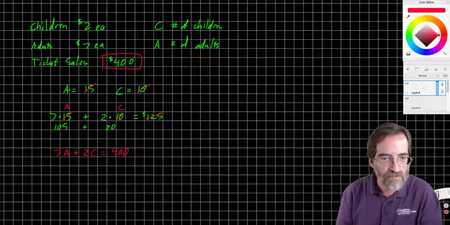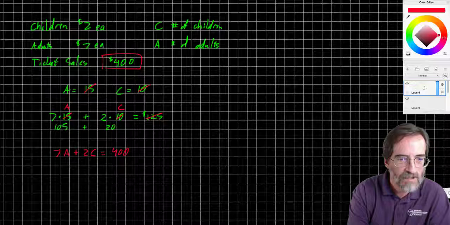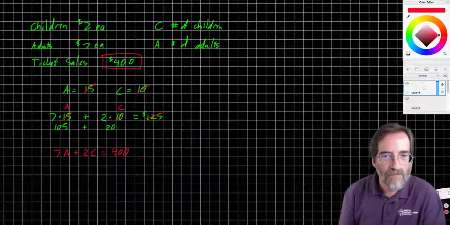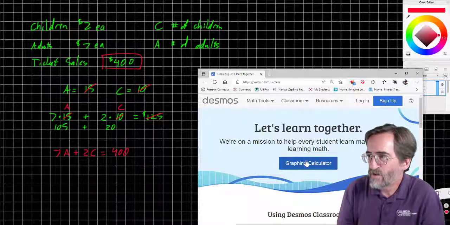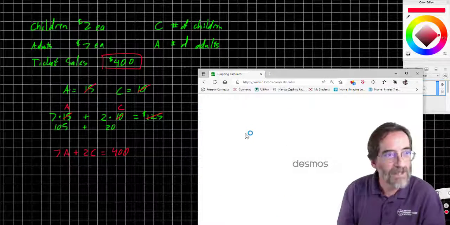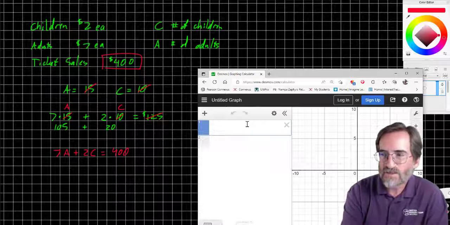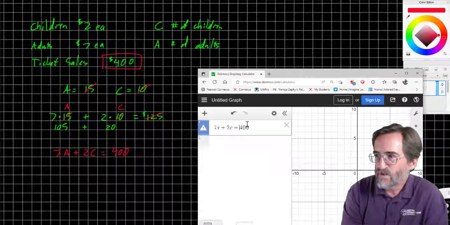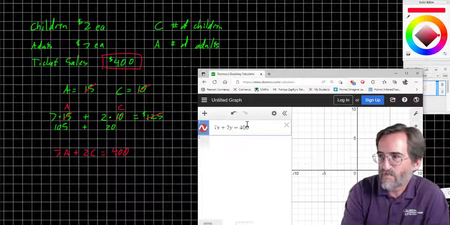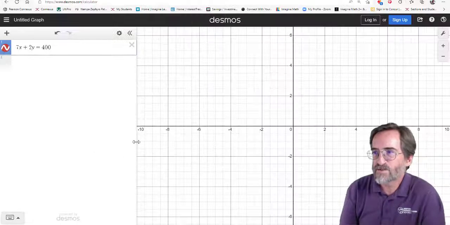So let's bring up Desmos. There's Desmos. Okay. And I'm going to graph. Now I'm not going to graph A and C. I'm going to graph 7x plus 2y, because Desmos doesn't recognize A and C. 7x plus 2y equals 400. And you'll notice the graph doesn't show anything.